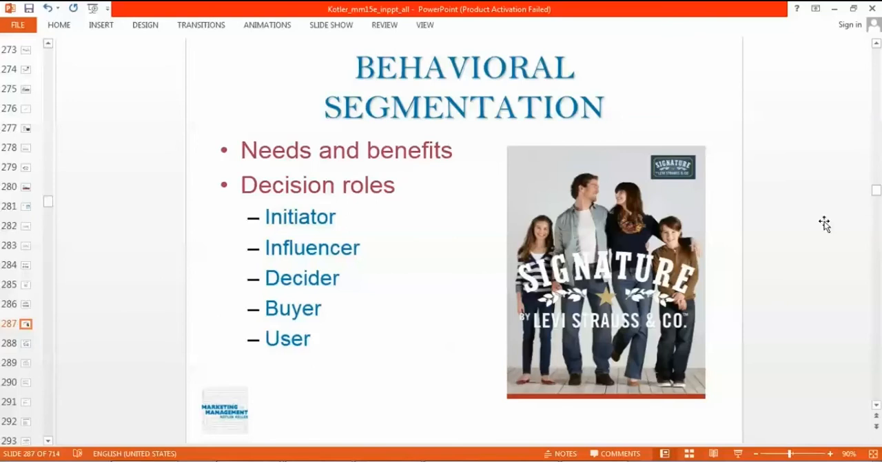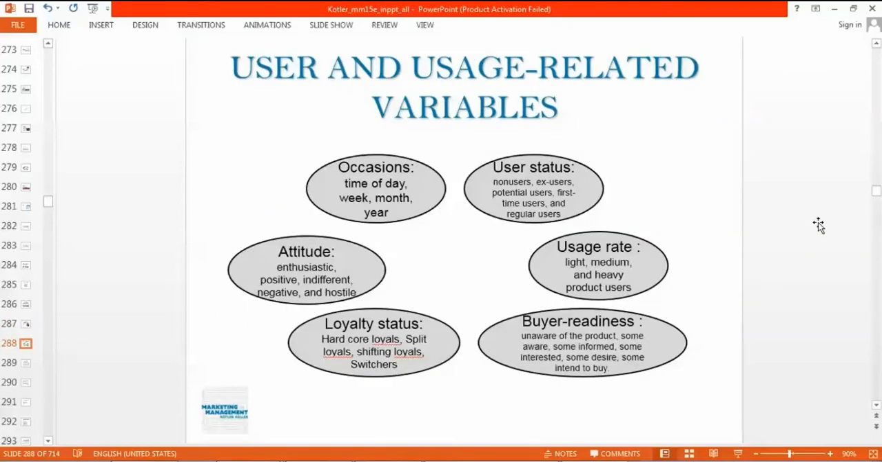So let's say you put them all as a target. The initiator is a different campaign, influencer is a different campaign, decider a different campaign, buyer a different campaign, and user a different campaign. So when you identify all the targets' personas, you put a personalized campaign to each one of them because they have different needs and different wants. So you develop a campaign with the value proposition suited to their needs and wants.